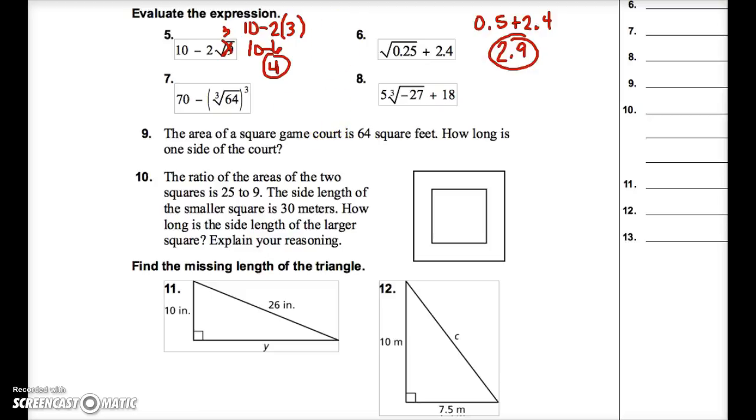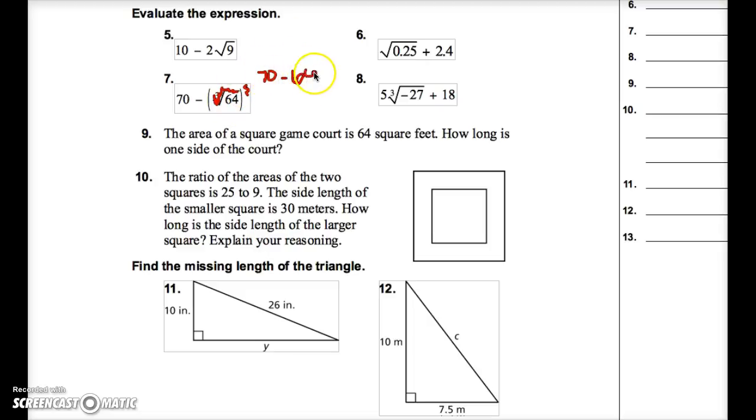All right, now look at number 7. 70 minus, and then we have the cube root of 64 cubed. Okay, we've been talking about opposites a little bit, mainly when we were solving equations, adding and subtracting our opposites, multiplying and dividing our opposites. The cube root and cubing something are opposites. So basically what happens here is your cube root and your cube cancel each other out. So you're just left with 64. So for number 7, this becomes 70 minus 64, which is 6.